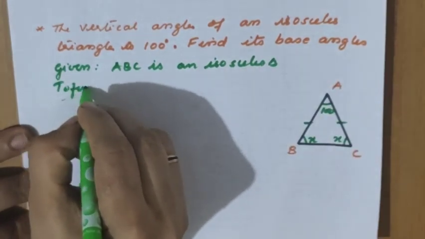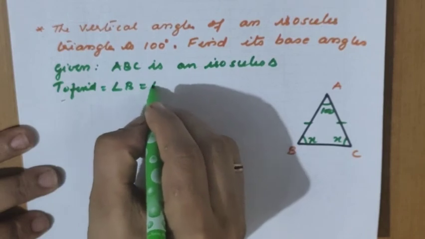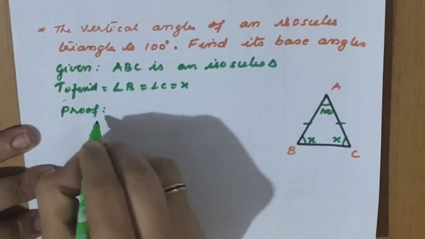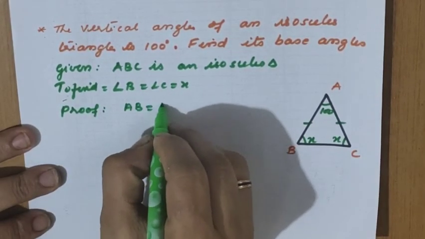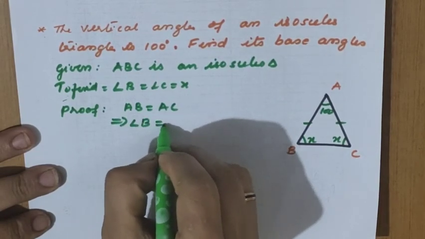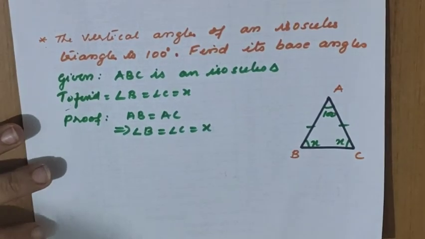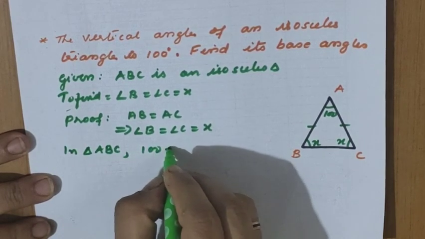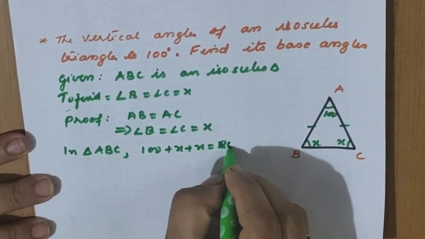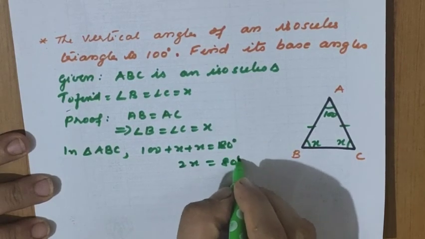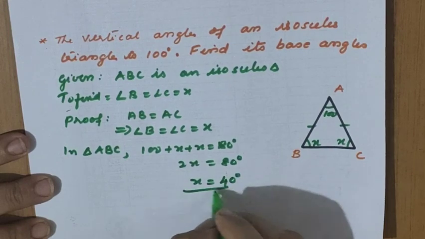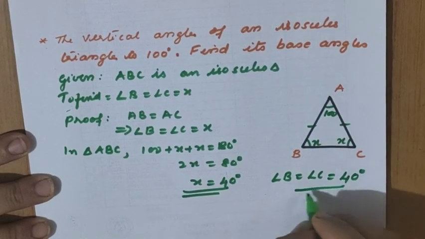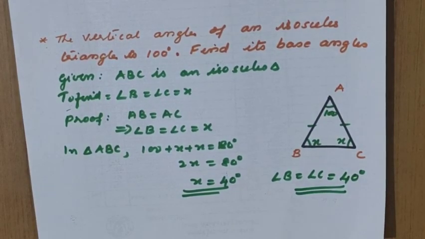To find angle B equal to angle C equal to X, right? Now proof. AB equal to AC implies angle B is equal to angle C is equal to X. Now what is the angle sum property here? In triangle ABC, 100 plus 2X equal to 180. So 2X equal to 80 degree, X equal to 40 degree. That means each base angle equal to 40. Hence we have found the values of angle B and C.